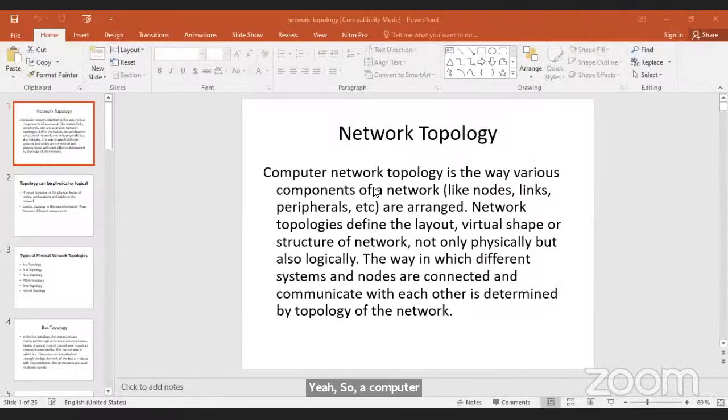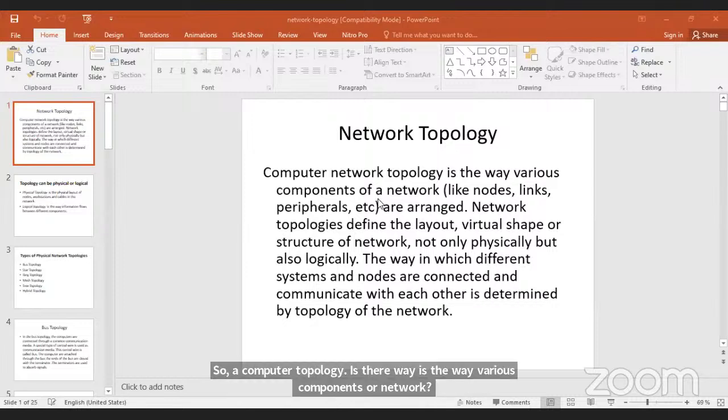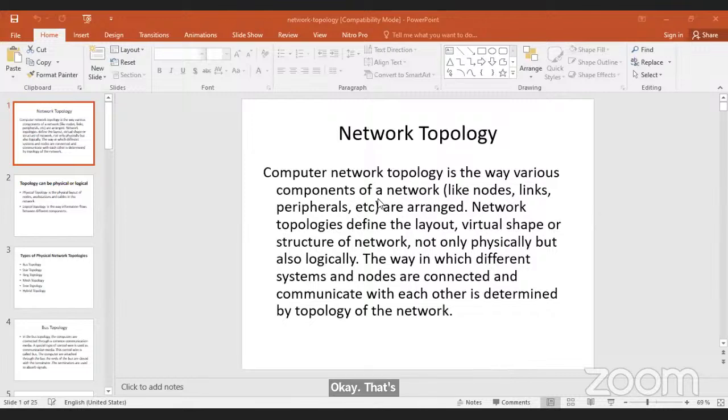So let me share a screen. Yeah, here it is. So a computer topology is the way various components of a network, this is how computers are connected. And remember, computers are usually connected through a switch, a router, or a modem, right? So the way these computers are connected, they usually form a pattern, and that pattern is called a topology.